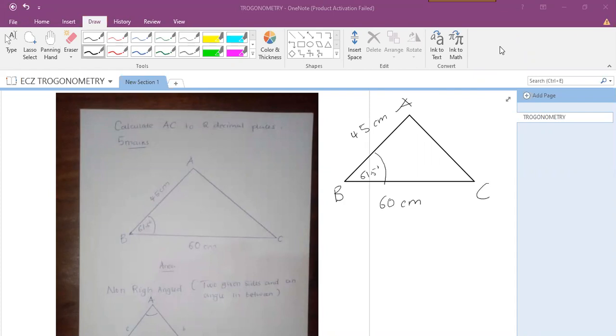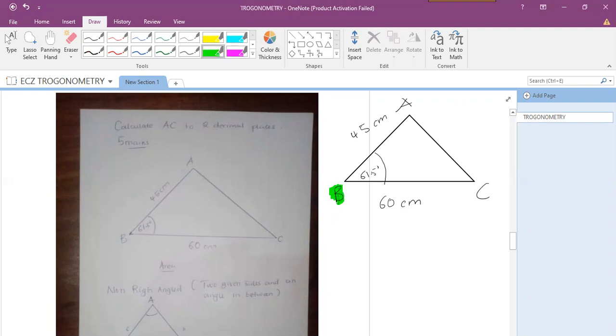Have you seen what I was telling you? This question here has one angle, 61.5 degrees, and two given sides. So your brain in the exam room has to tell you that here I am using the cosine rule. This will never change. ECZ will never change this. If you just see one angle and two given sides, the question is telling you to use the cosine rule about this point.